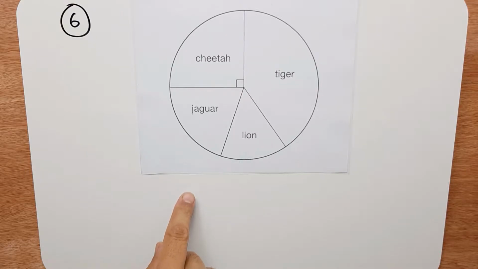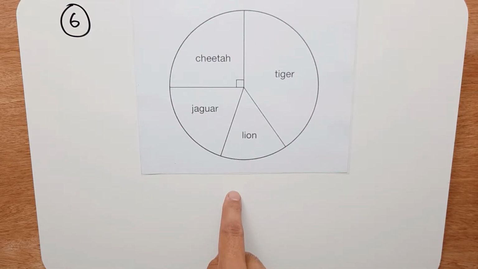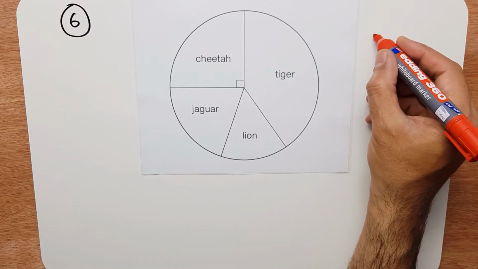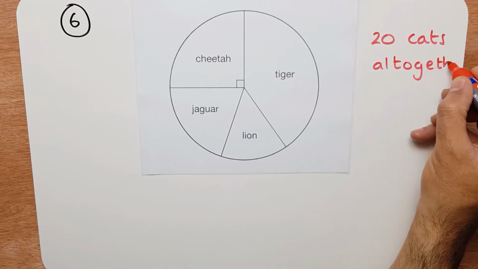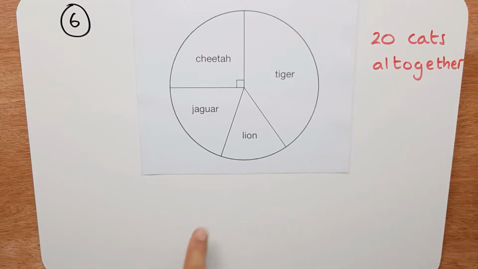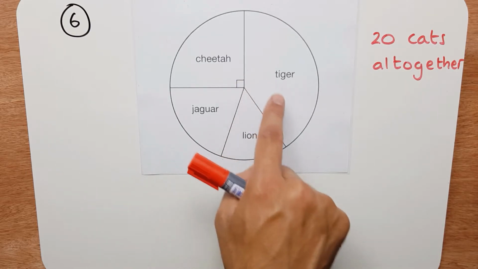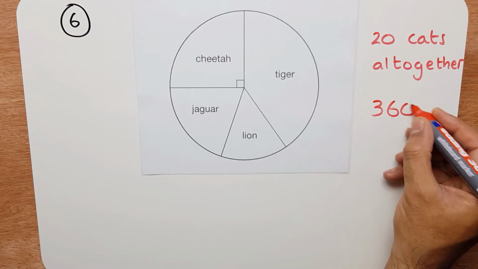In question 6, we're given this pie chart and they're for big cats in a zoo. And all together there are 20 big cats. We're given 4 statements and we have to tick the ones that are true. Now before I go any further, in one full pie chart you have 360 degrees.